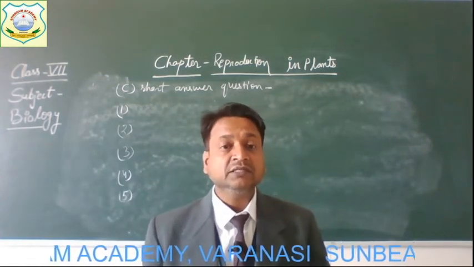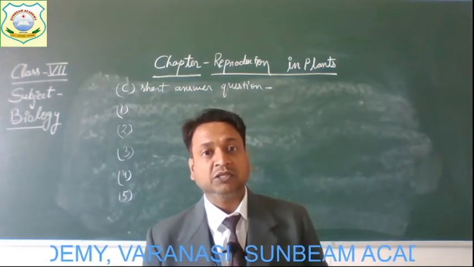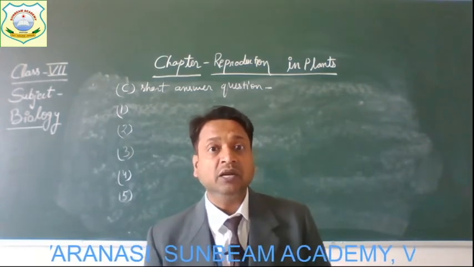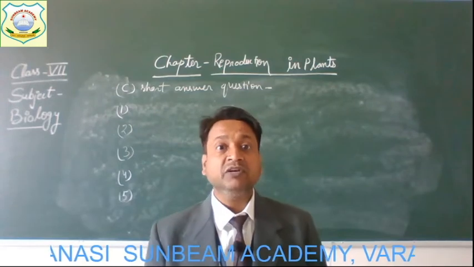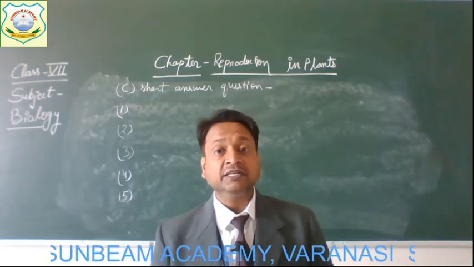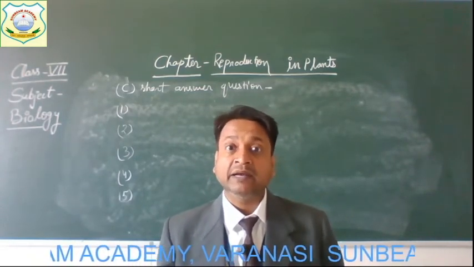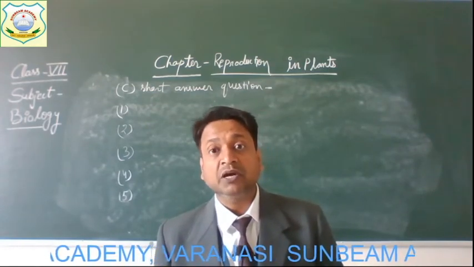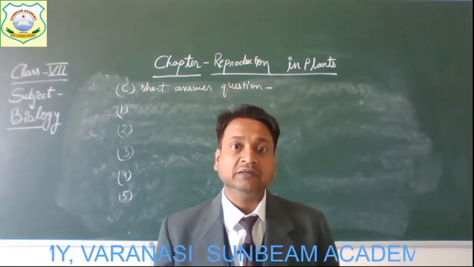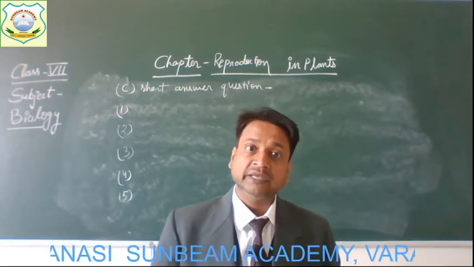Now, come to the next question number 5. And the question is, how is sexual reproduction different from asexual reproduction? So children, in this question, you have to make two columns to write the differences between sexual reproduction and asexual reproduction. The differences are, asexual reproduction requires only one parent, whereas in sexual reproduction, two parents, one male and one female, are required. Alright, so this is one of the differences between asexual and sexual.